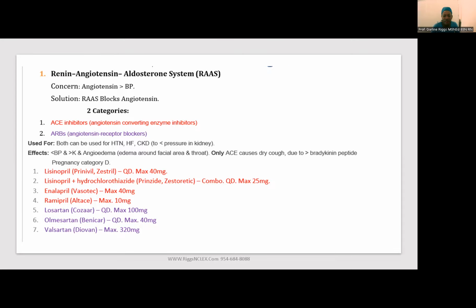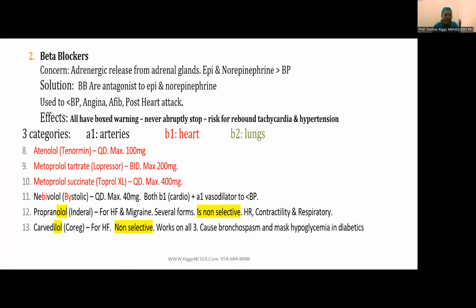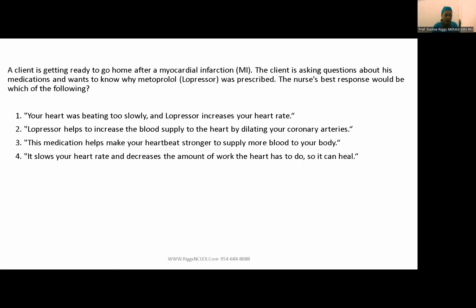You also need to remember the effect on the potassium, okay? They cause hyperkalemia, your RAS, okay? And your beta blockers have 3 subcategories. They work on your arteries, your heart, and your lungs. Don't forget the non-selectives. They don't discriminate. You need to assess for respiratory concerns with those.